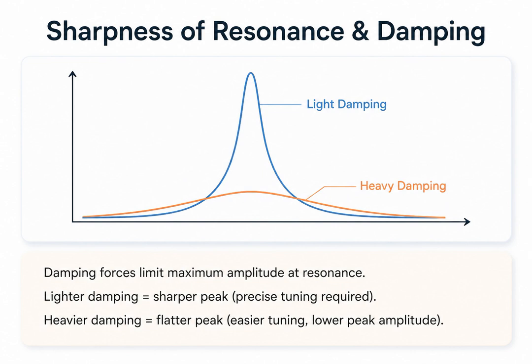Without damping, the amplitude at resonance would theoretically become infinite. With light damping, the resonance peak is incredibly sharp and narrow, meaning even a tiny deviation from the resonant frequency causes a massive drop in amplitude. Conversely, heavily damped systems have broad, flat curves. This makes tuning more forgiving, but limits the maximum amplitude the system can achieve.